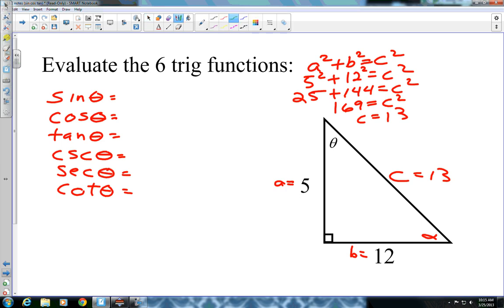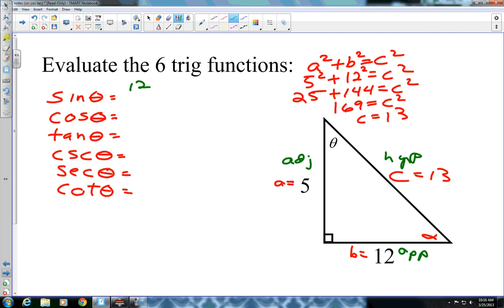So, the sine of theta is, got your list handy? Opposite over hypotenuse. So here's theta. Let's label our sides. This side is opposite, and this is the hypotenuse. So opposite over hypotenuse is 12 over 13.